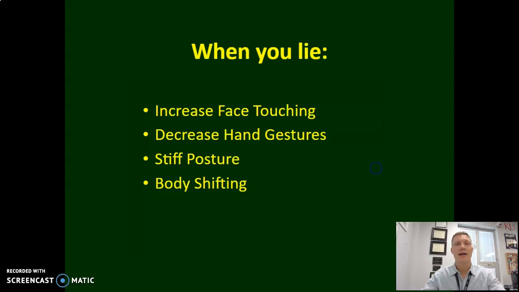Lastly, are you telling a lie? There's some things that happen when you lie non-verbally. It's either an increase of things that are not what you usually do, or a decrease of things that you do usually do. And this is because your mind is wrapped around the idea of having to lie, and that unnatural question of how it happens means that you're going to stop doing involuntary processes or increase involuntary processes. These could include increased facial touching, decrease of hand gestures, a stiff posture, or body shifting.